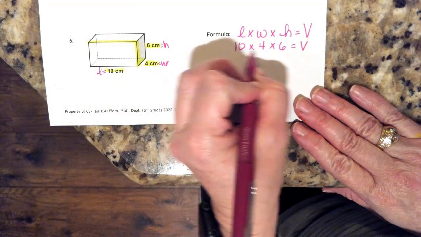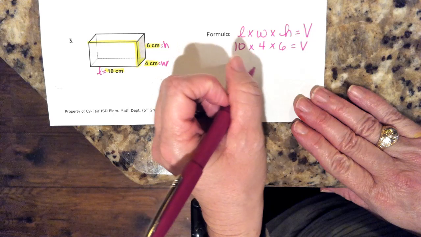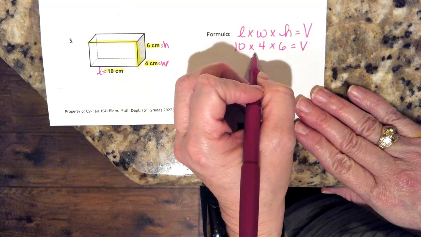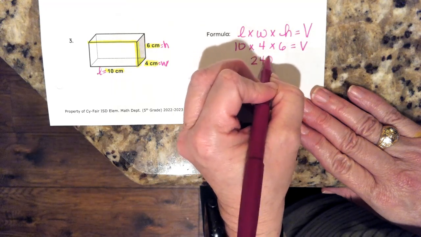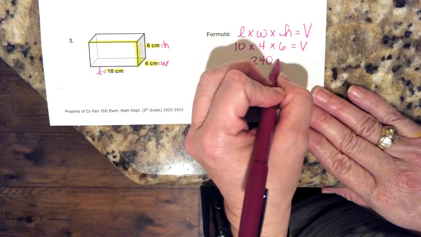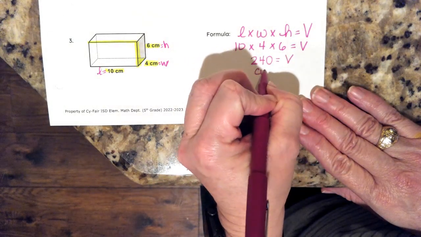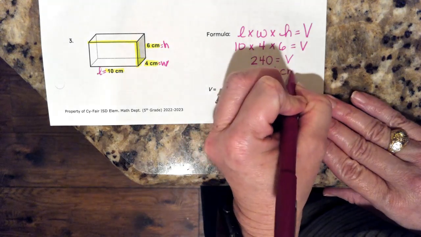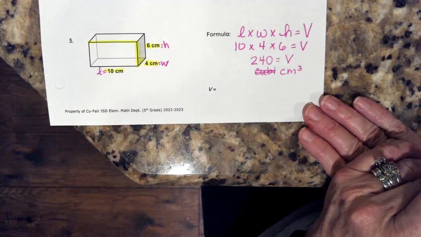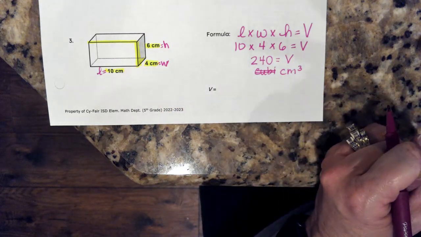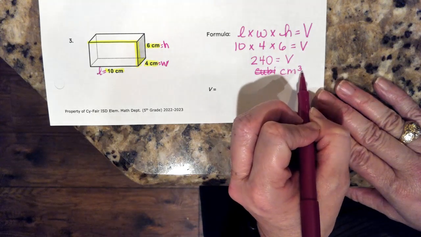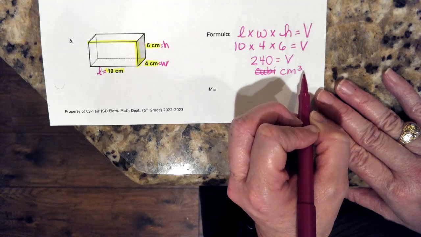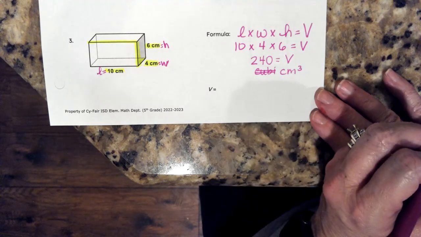So when I multiply 10 times 4, I get 40, and 40 times 6 is going to give me 240. All right, so that is our volume for this. We're going to label that cubic. Oh, I'm sorry. We're going to label that cubic centimeters. Centimeters with the little 3 for the length, the width, and the height. Remember when we were doing area, we had a 2, and now that we've added another dimension, the dimension of height, we're going to go with a 3 in that place.